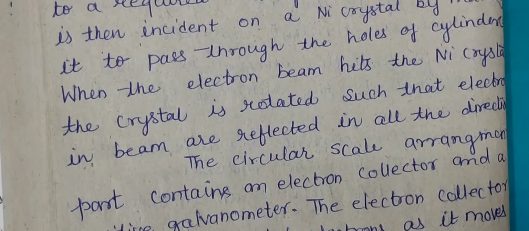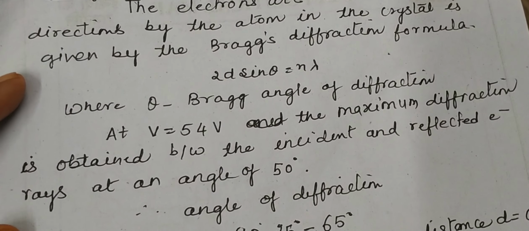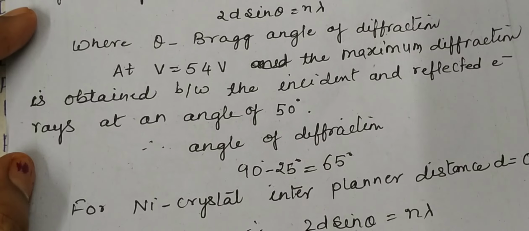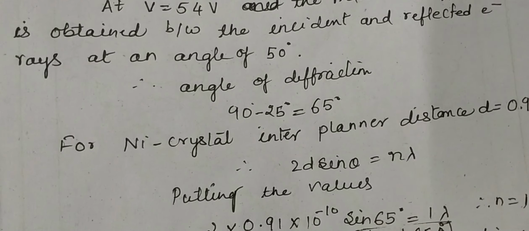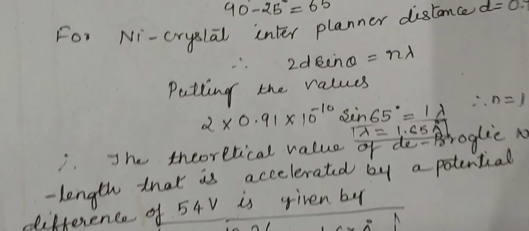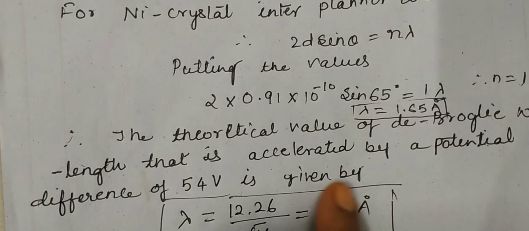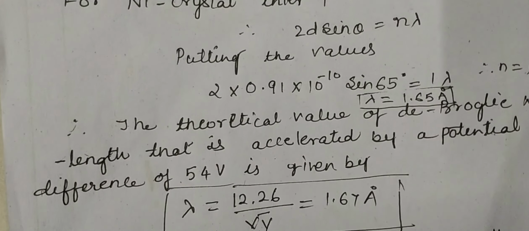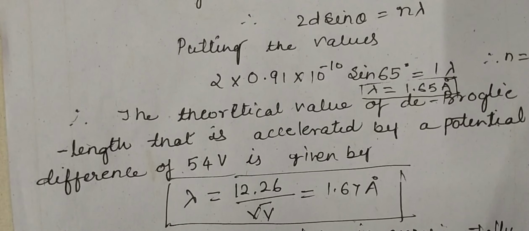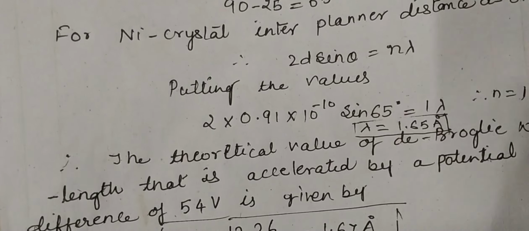Then the analysis, where we did the calculation. This one is our experimental value and this one is the pre-decided value. We see that lambda is 1.67 and we get 1.65, so it is quite similar, hence the wave nature of matter is experimentally proved.